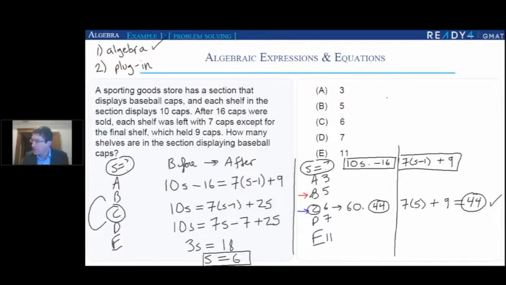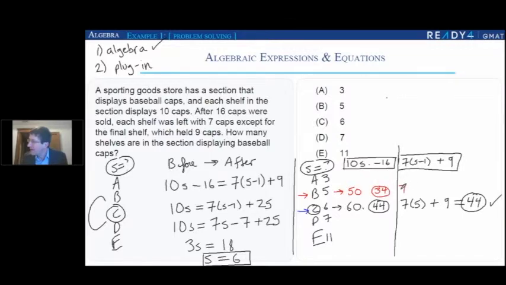So if it's not totally clear what I'm doing here, let me show you what happens if I do a wrong answer. Okay, so let me do B. If B was the correct answer, which it isn't, then there'd be a total of 50 caps. And after selling 16, there'd be 34 caps remaining.